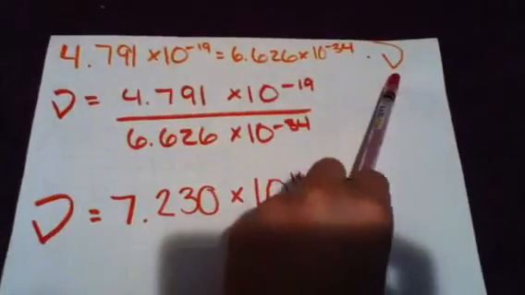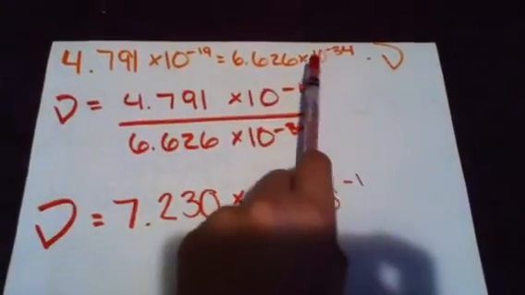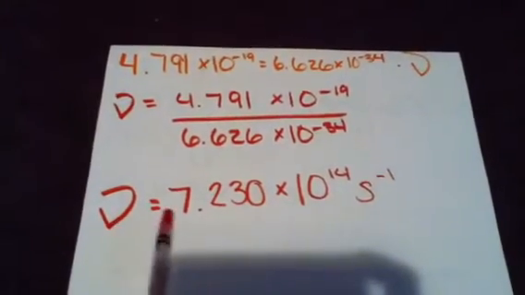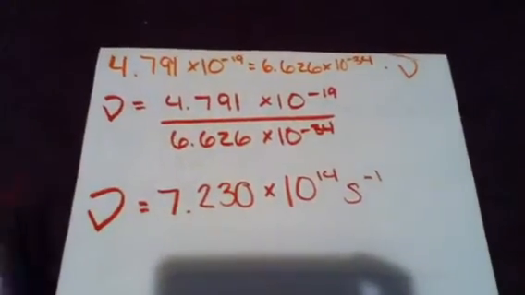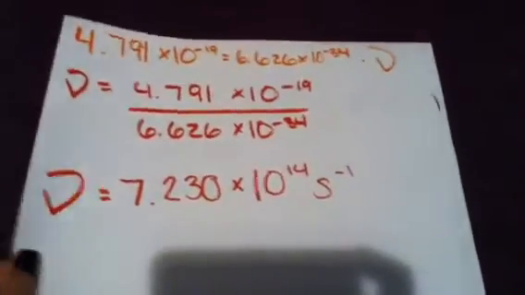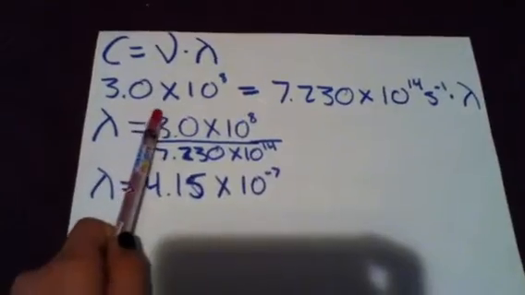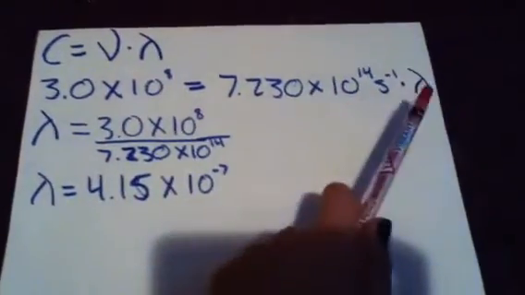Now, to get the frequency by itself, you have to divide out each side by Planck's constant. When you do this, the frequency equals 7.230 times 10 to the 14th. Now, you have to transfer the frequency over into this equation. You put the speed of light equals the frequency times the wavelength.